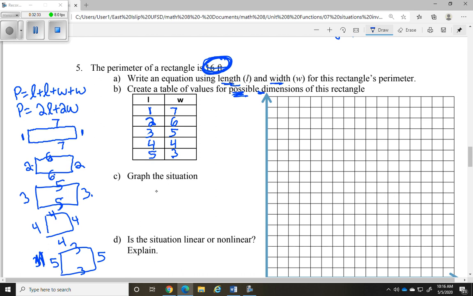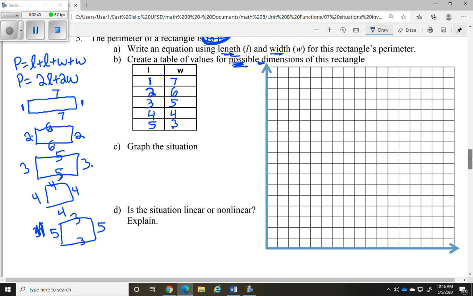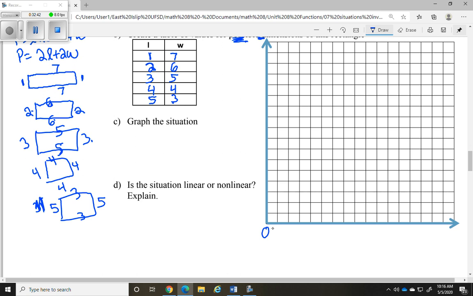Now it asks us to graph the situation. My numbers didn't get as large this time. The largest one is 7. So I'm going to spread it out a bit more, and I'm going to call this 1. And this is 2, and so on. It's nice to be able to spread out a graph if possible. So this is my length. And I'll do the same thing on this y-axis.